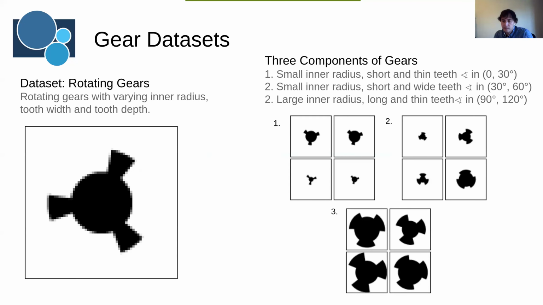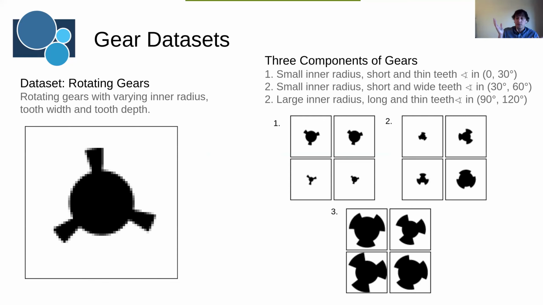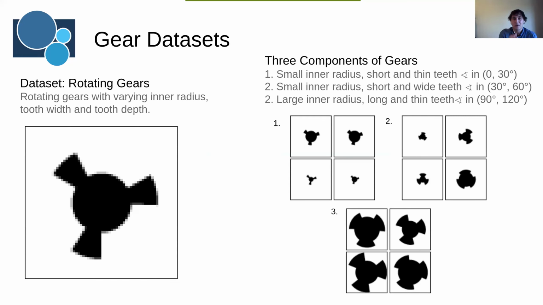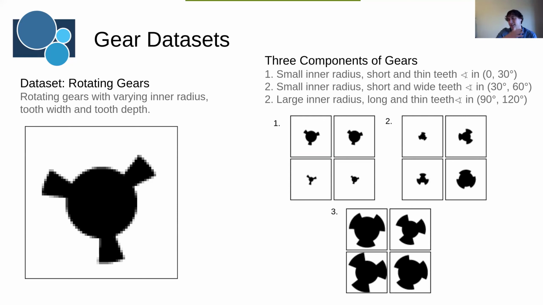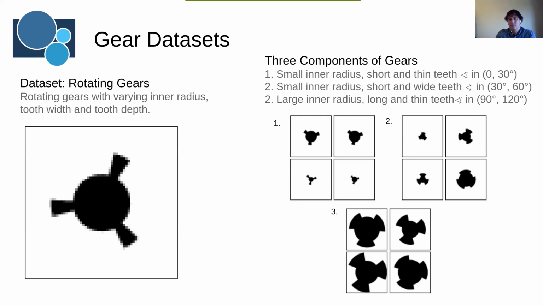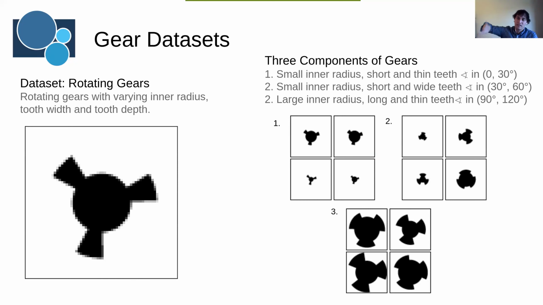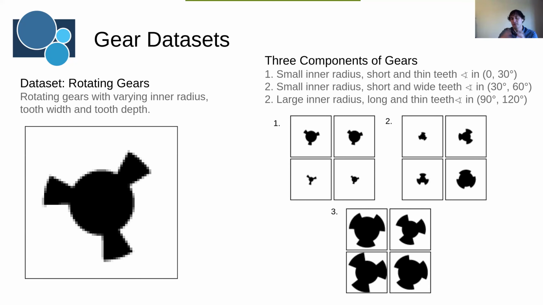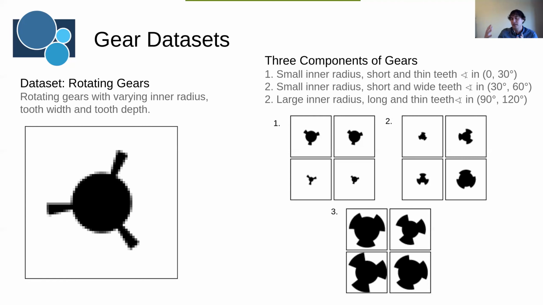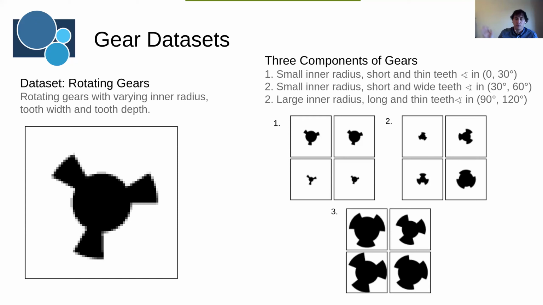So here we have a data set. Our data set just consists of a bunch of pictures of gears. They don't all have to have 3 teeth like this one on this slide, but on this slide they do. In general, our data set consists of pictures of rotating gears. They can have varying tooth depth, varying tooth width, varying inner radius, and varying number of teeth. They can have 1, 2, 3, 4, 5 teeth.